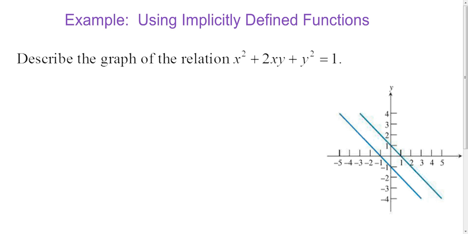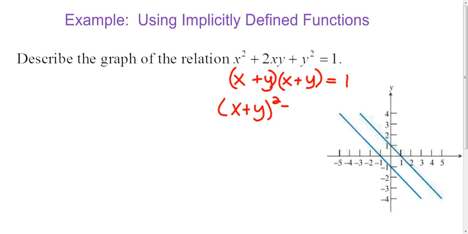So it says describe the graph of the relation x squared plus 2xy plus y squared equals 1. If we wanted to put that into our graphing calculators, we would have to have that solved for y. Right now, it is not a function itself, but I'm going to make it 2 separate functions so that separately they are functions. The left-hand side of this equation will factor as x plus y squared.